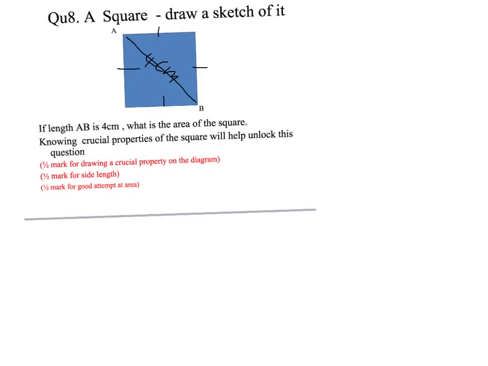Now the question is asking what is the area of the square. So the area of the square is either length times width or length times length, which is just L squared. So whatever method you use for working out the area. Now the problem lies in the fact that we don't know what one of the lengths is, so we can't use that to calculate the area. So let's have a look at what we do know.